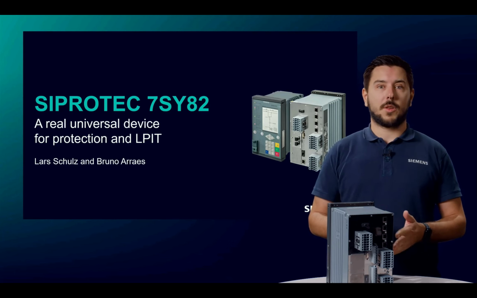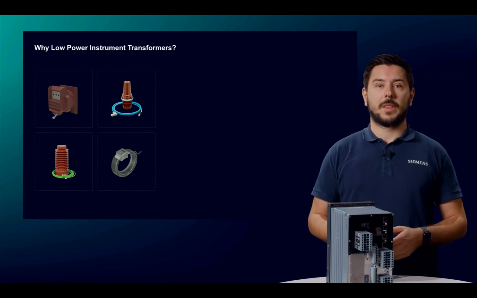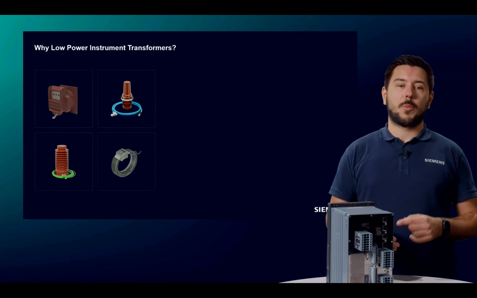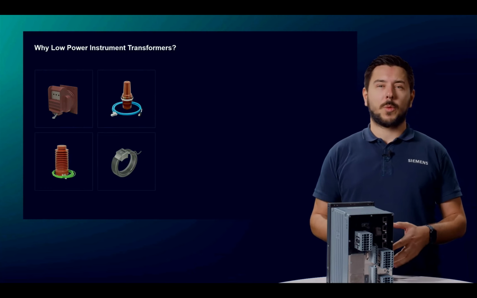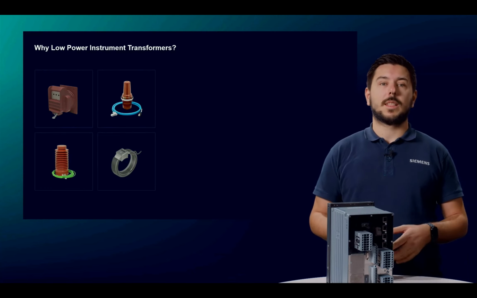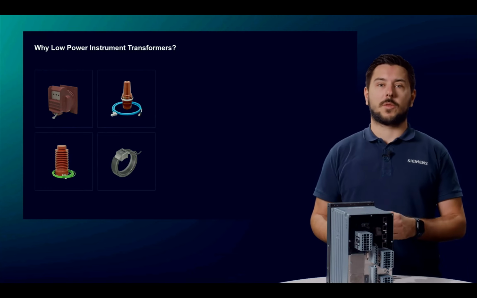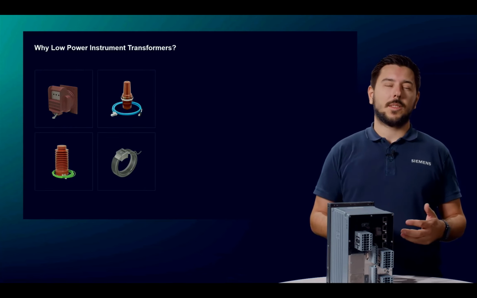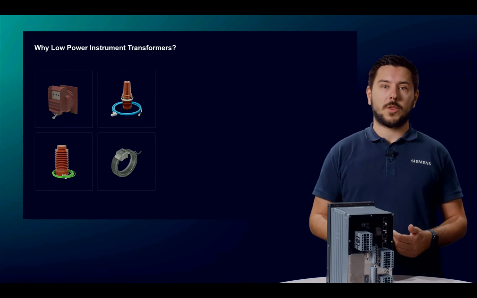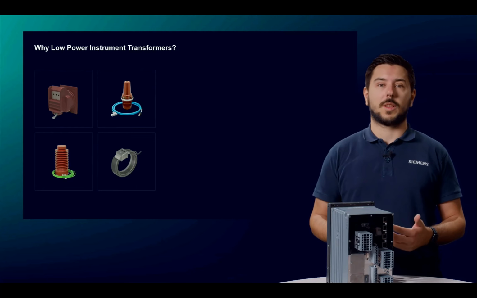And now that we have sorted out all the organizational things, let's start with a brief explanation of terms. We will use the abbreviation LPIT more frequently during this webinar. This stands for Low Power Instrument Transformers. These are sensors that enable current and voltage measurement through alternative technologies.